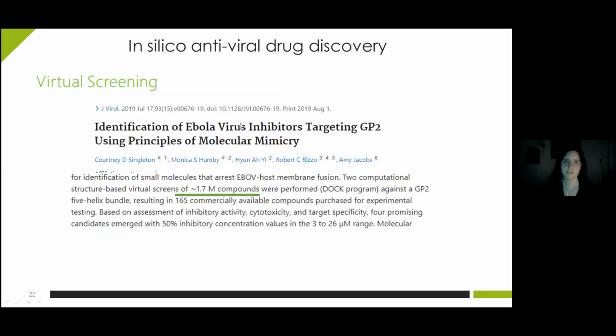And the more recent study from 2019 shows the exponential increase in the number of compounds that can be handled through in silico methods. Here we have more than 1 million compounds that can be screened in search of inhibitors that in this case target the glycoprotein. So we can see how the advancement of the computational methods has an effect on the range of data sets that can be used.